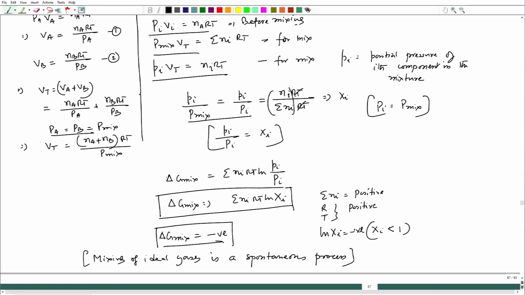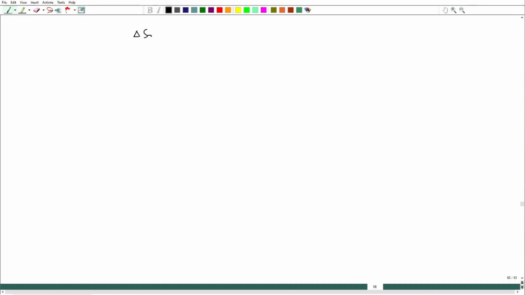So, let me just calculate delta S mix. In order to calculate that, we can make use of this formula. So, here we mean that again closed system, constant temperature at a particular temperature T. And of course, we are also fixing pressure. Remember, we are also fixing pressure. So, we are only trying to see what is the change due to mixing of multiple gas components.